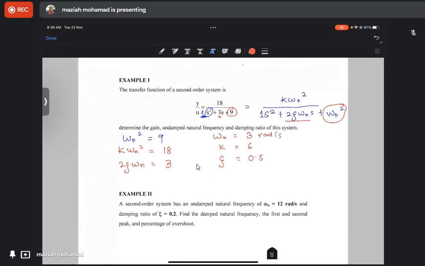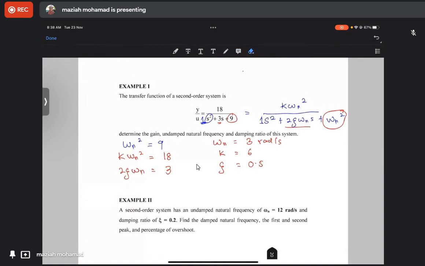Doctor, should k be 2? Yes, k should be 2, because 2 times 9 is 18. Sorry, correct. Thank you. So k is 2.